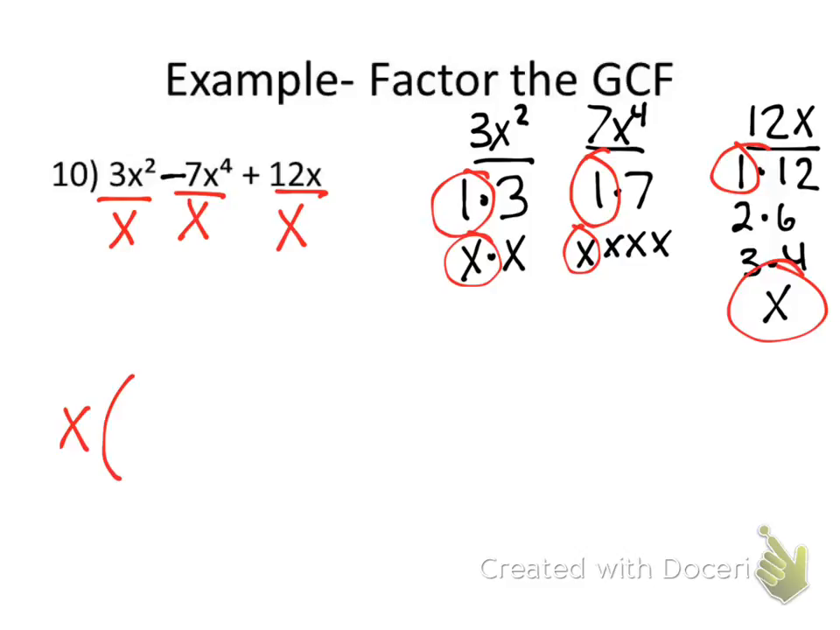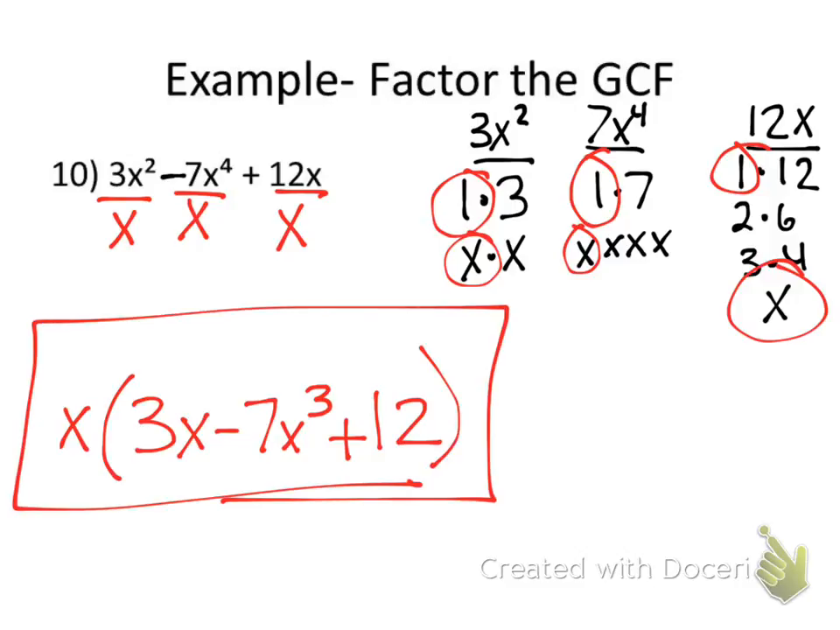So instead of 3x squared, now I would just have 3x. Instead of 7x to the 4th, I'll have 7x to the 3rd. And instead of 12x, I'll just have the 12. So you're basically taking every exponent and subtracting a 1 from it. That's because we're taking out a 1x. None of the numbers change because dividing by 1 doesn't change the number.